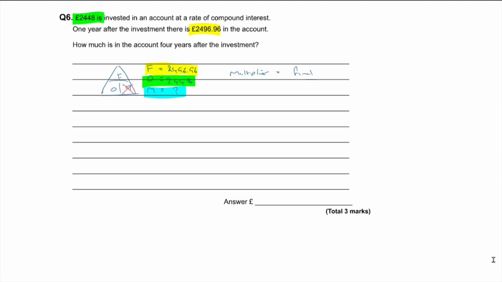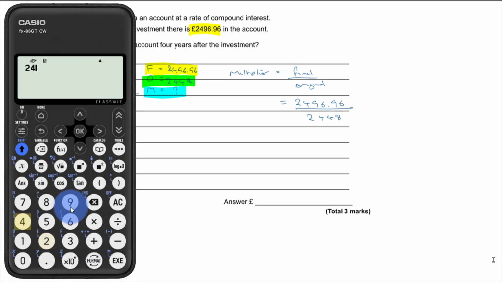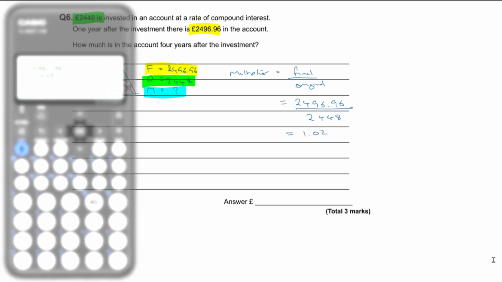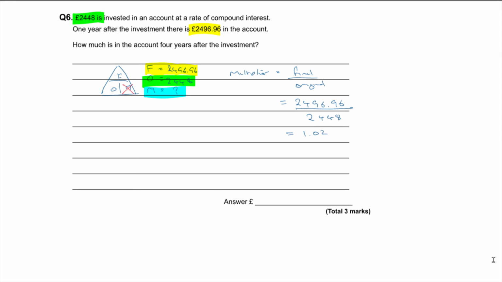So the multiplier is equal to the final divided by the original. In this question that is 2496.96 divided by 2448. What's that then? Now I make that 1.02. So that's my multiplier. It's basically a 2% increase each year, isn't it? But I'm just going to use that multiplier in the next part of the question.